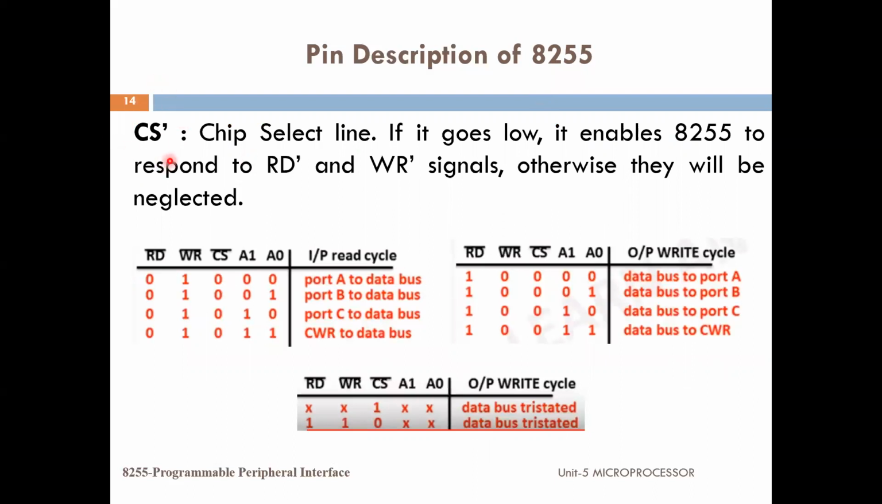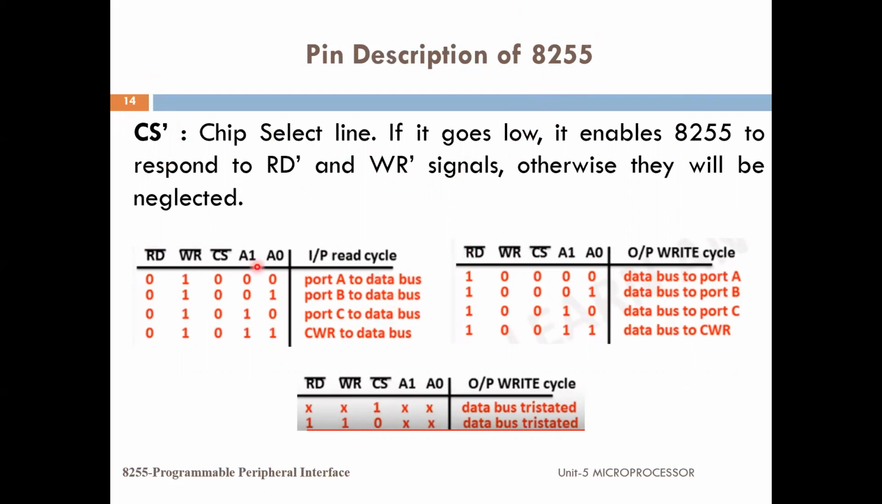We have the chip select input. As I told you earlier, if it goes low, then only the 8255 will be enabled and it will perform the basic operations like read and write. Otherwise, if it goes high, then it disables this particular chip.